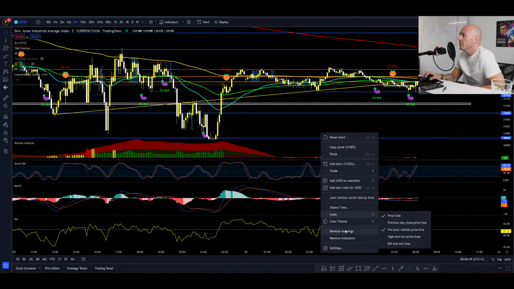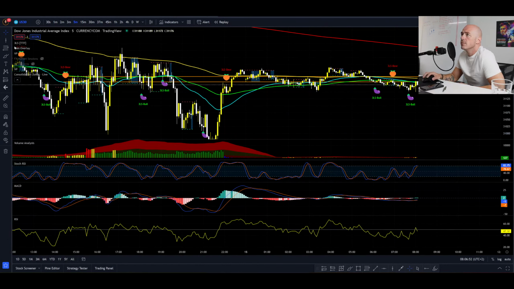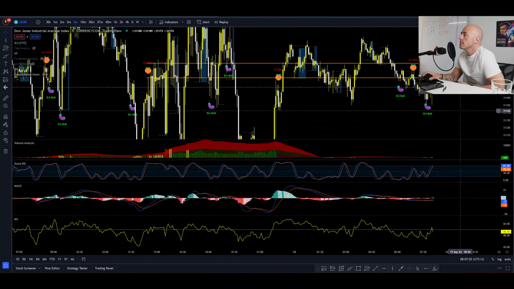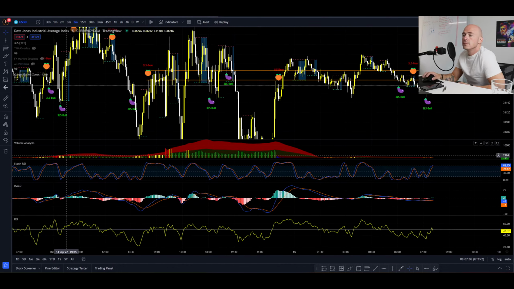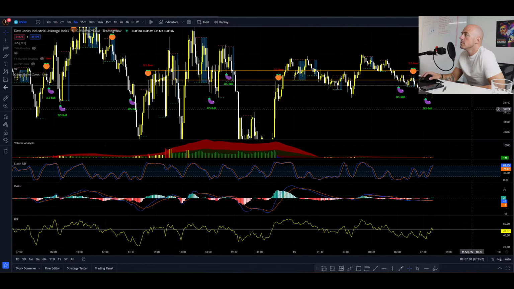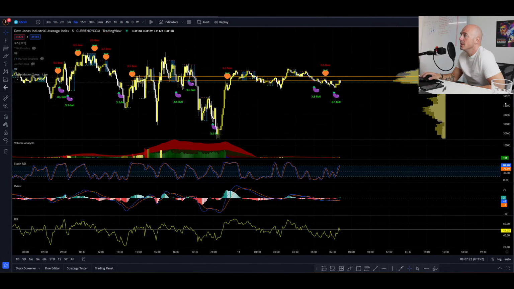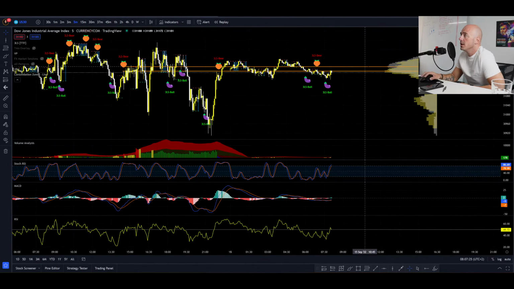I'm going to remove all of my lines because it's way too distracting. Currently moving averages are spaghetti sauce. This right here is the high selling volume right here and high buying volume right here within this range. So I'm not trading this until it leaves one of these zones. Okay?